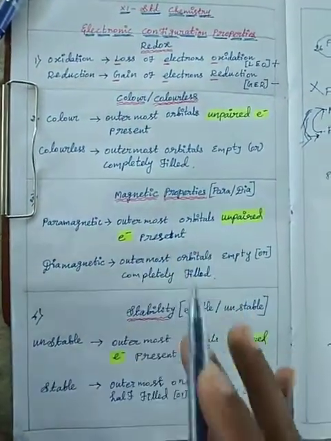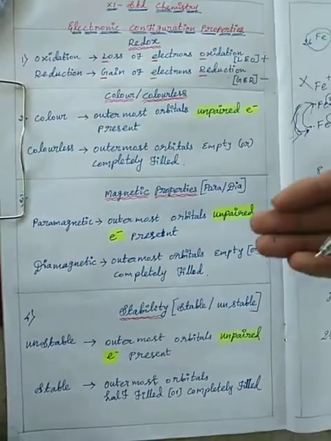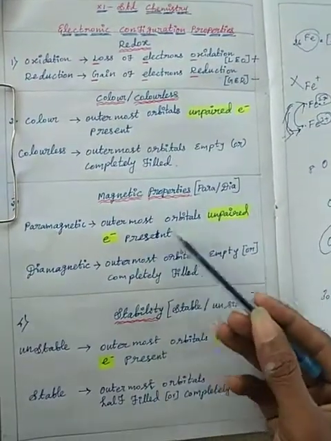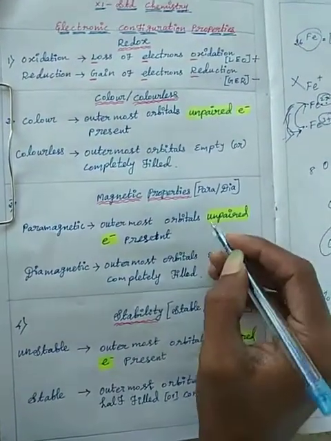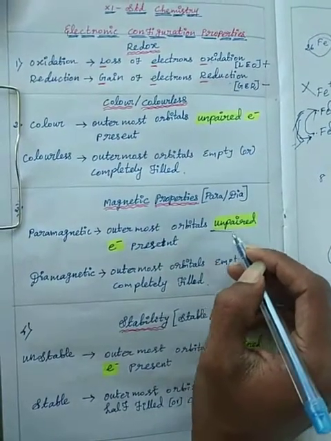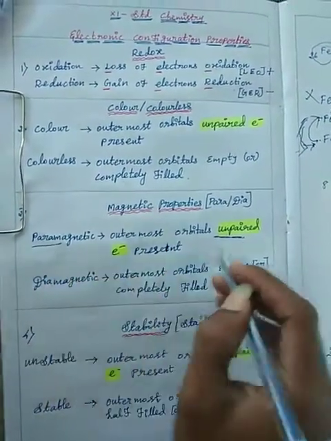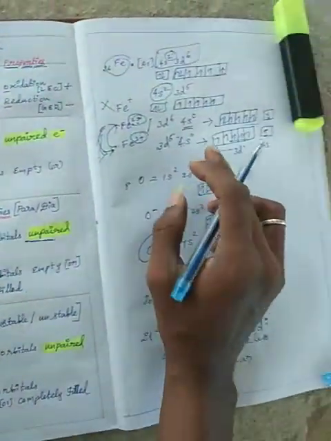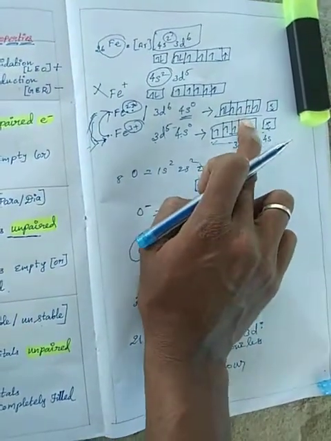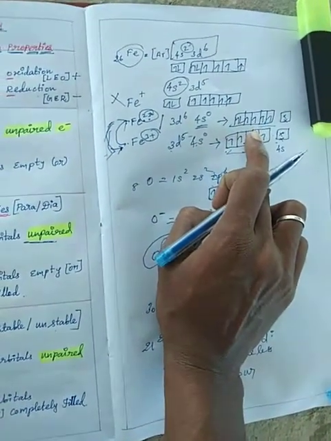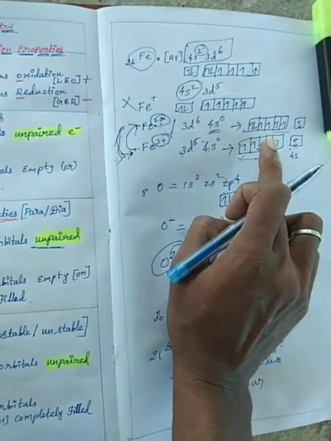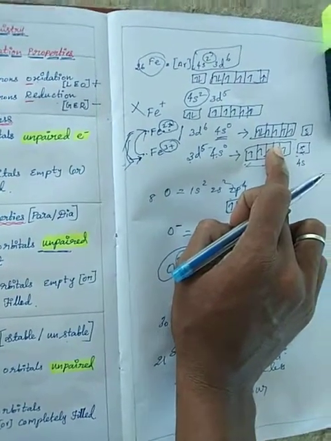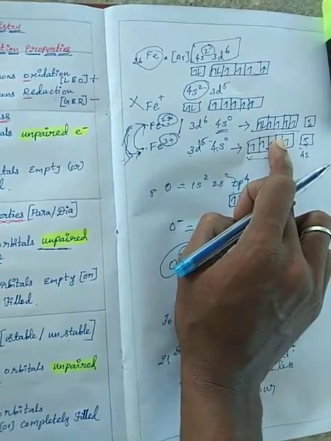And next will be the magnetic properties, the same topic repeated. Outermost orbital unpaired electrons present. The clue word is unpaired. Unpaired means paramagnetic, just as a clue word. So when unpaired electrons are present, the ion is called paramagnetic. A magnetic moment and attraction are also present, so it will be easily reactive, and the ion makes redox reactions possible.